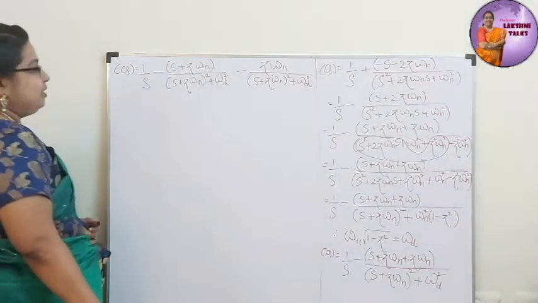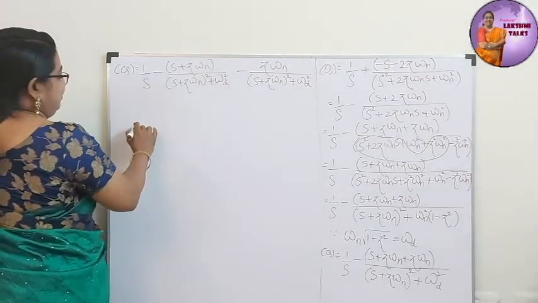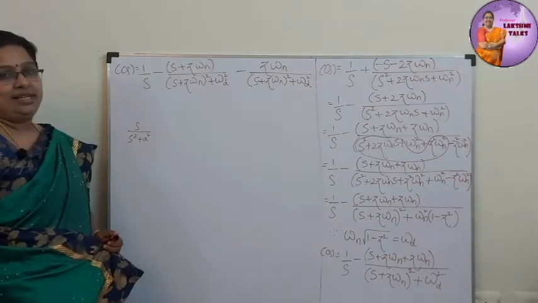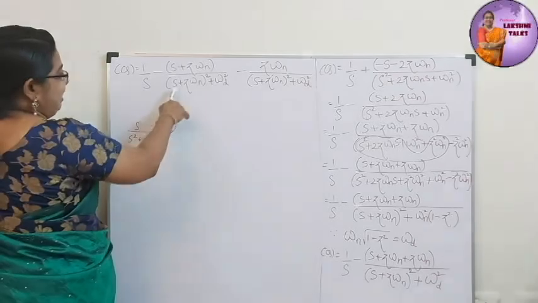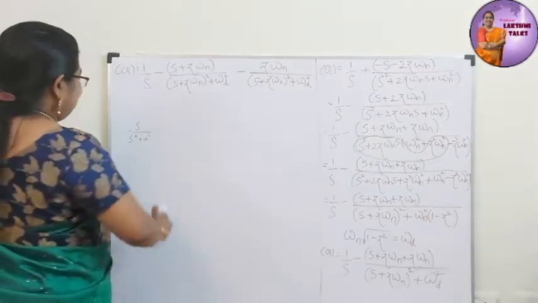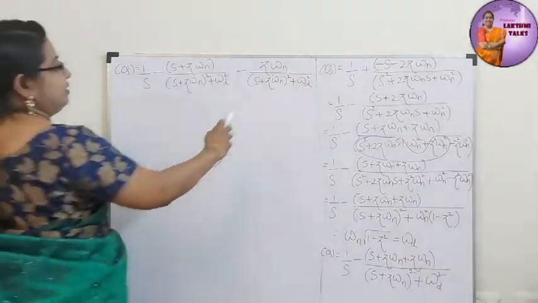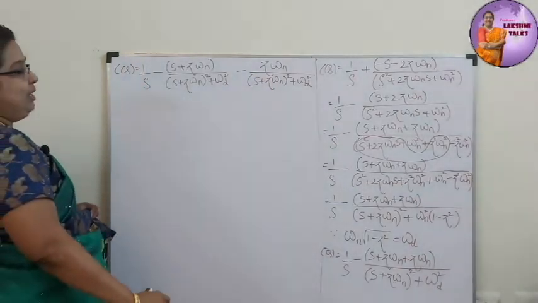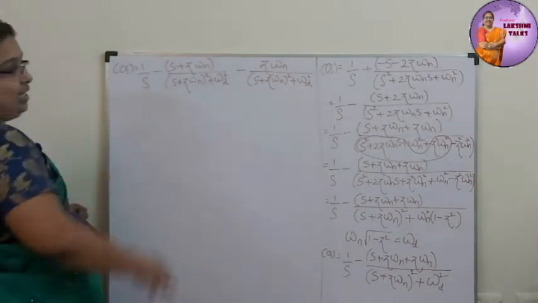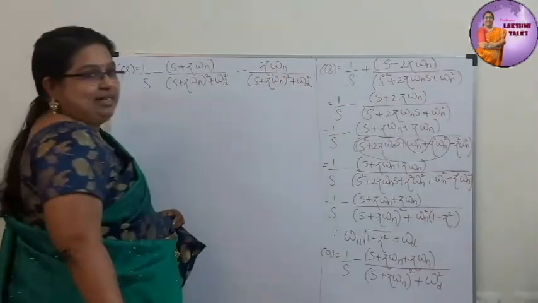Now you can see this is of the form S by S square plus a square. What about this? Cos at, right? With the other term, this leads to e power minus zeta omega n t. So that term will lead into a cos term. But what about this side? When you want this to become a sine term, you must have omega d here, but instead we have zeta omega n. So what can we do? You just multiply and divide by omega d.